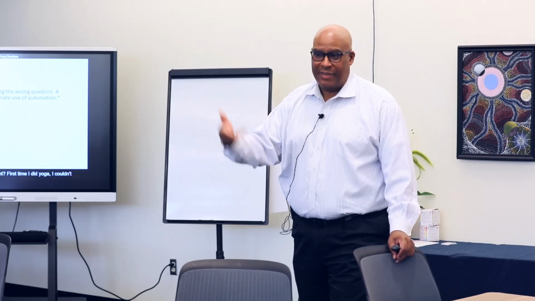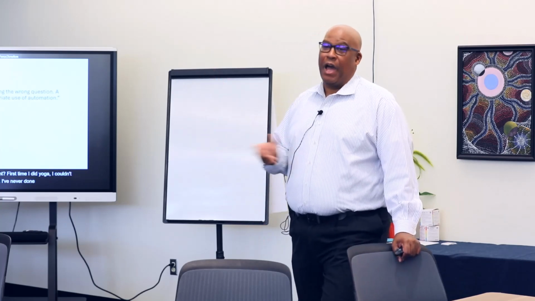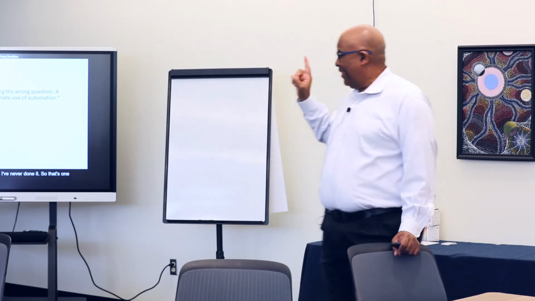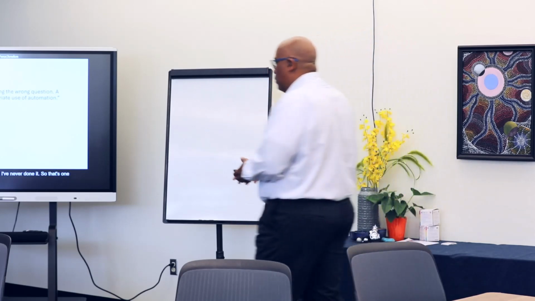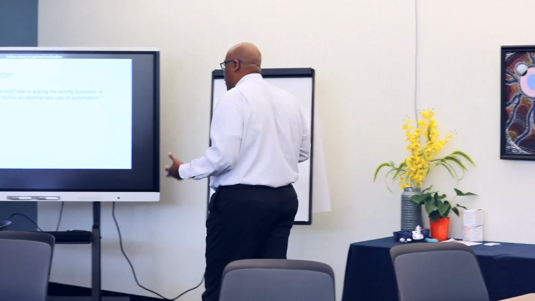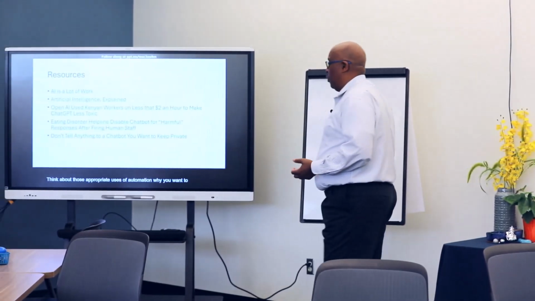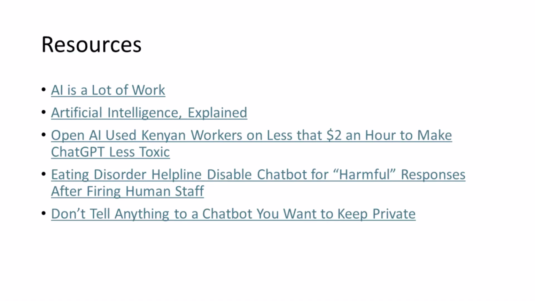Of course they can't do it. They've never done it before. The first time I did yoga, I couldn't do downward dog. You've got to practice that. I'd never done it before. So that's one thing I would recommend. But think about those appropriate uses of automation, why you want to do it. Is this the best tool? Now, here are your resources.